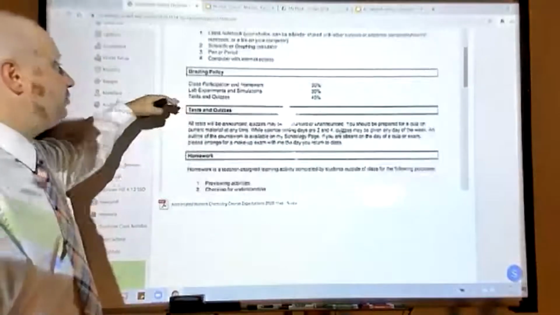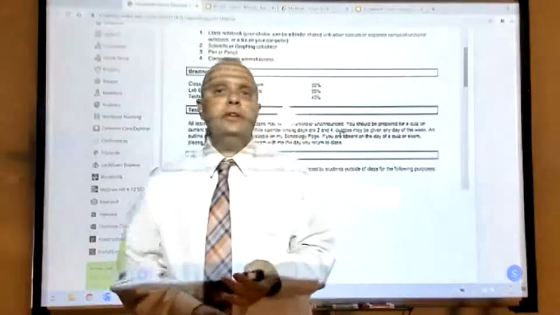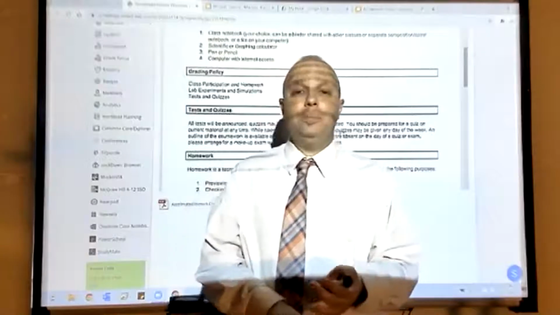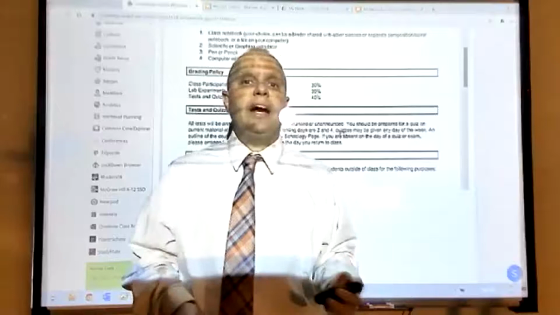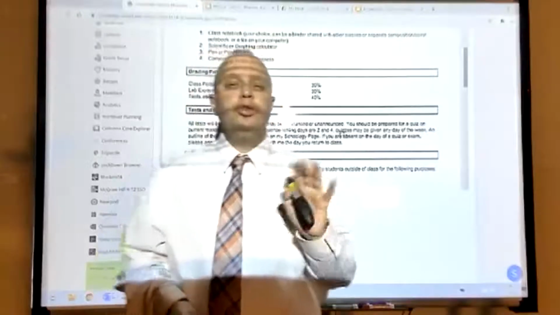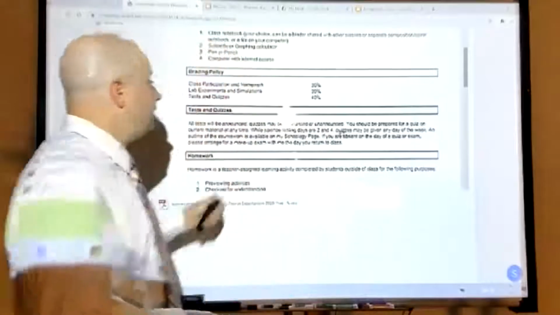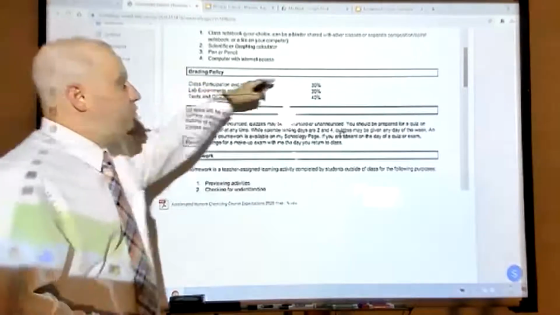Okay, the grading policy. If you notice, there are 3 different categories that I'm going to be using. I'm going to group together class participation and homework. It's going to count for 30%. The lab activities and the simulations that we do will count for about 30%. There's usually about 5 or 6 of those per marking period. And then finally, the last 40% will be tests and quizzes. So 3 components add up to 100%.